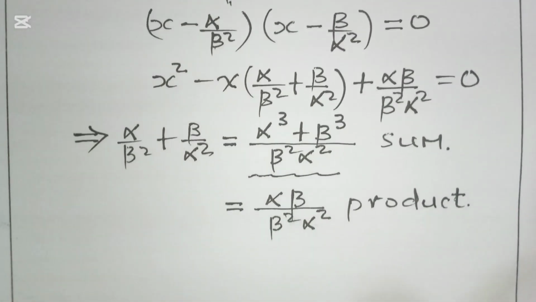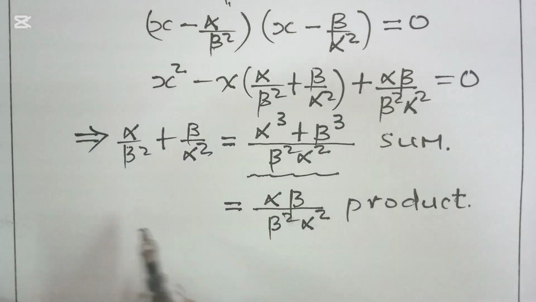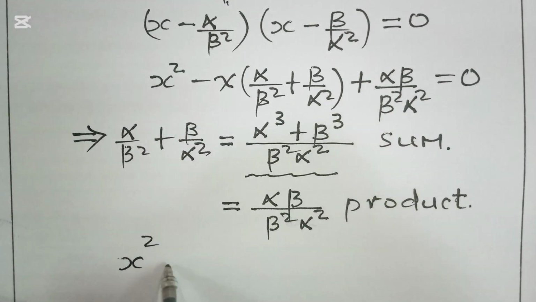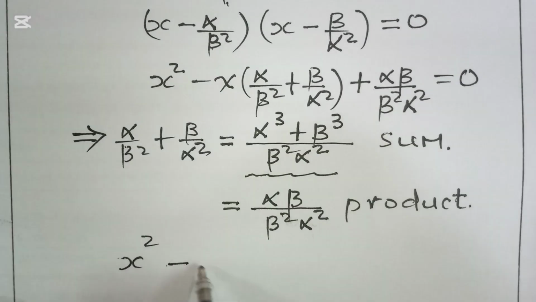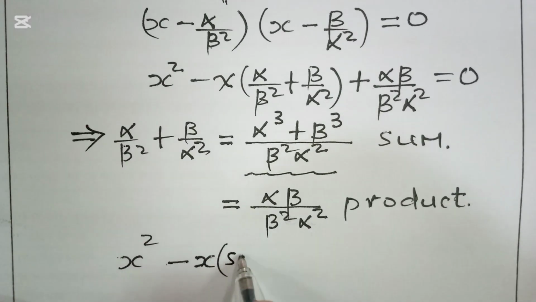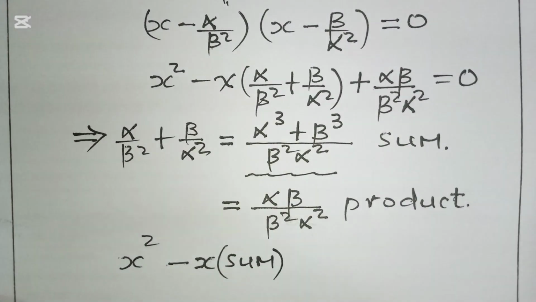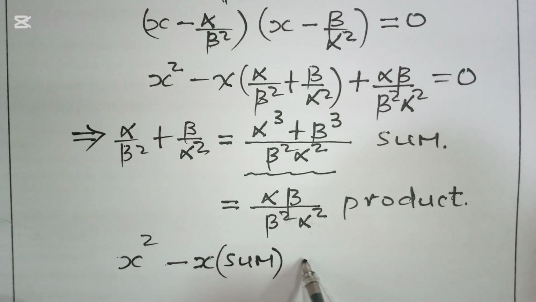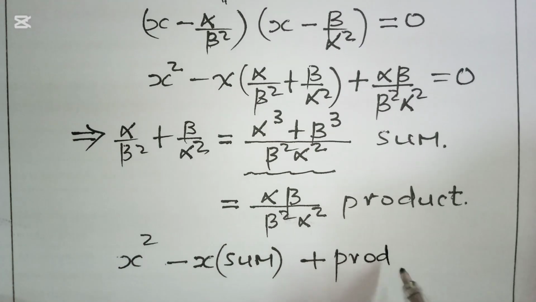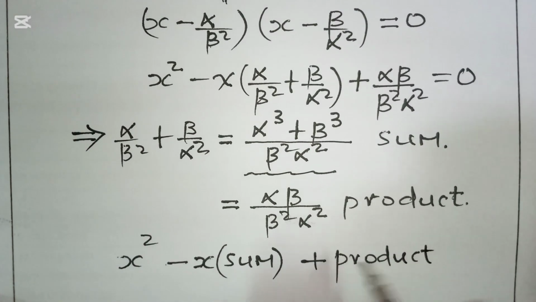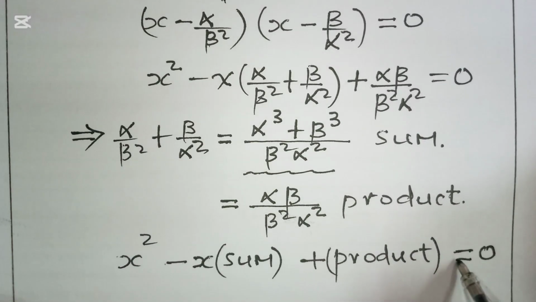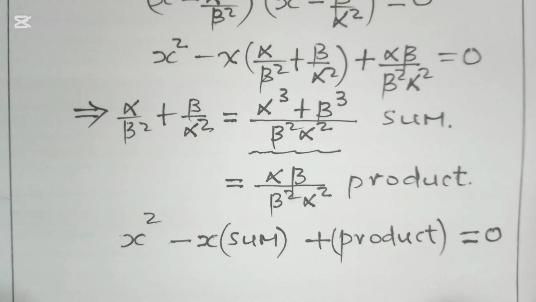And guys, we are going now to put it in this form. We are going to have x squared minus now x. Guys, we put the sum here in terms of p and q. Now plus the product in terms of p and q. This one gives us 0. So guys, this is now the required equation.